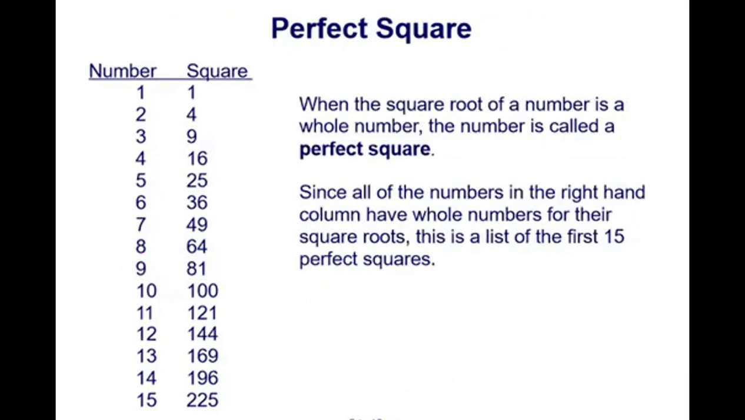When the square root of a number is a whole number, the number is also called a perfect square. So since all of the numbers in the right-hand column have whole numbers for their square roots, this is a list of the first 15 perfect squares. 1, 4, 9, 16, 25, 36, 49, 64, 81, 100, 121, 144, 169, 196, 225. Those are all perfect squares.